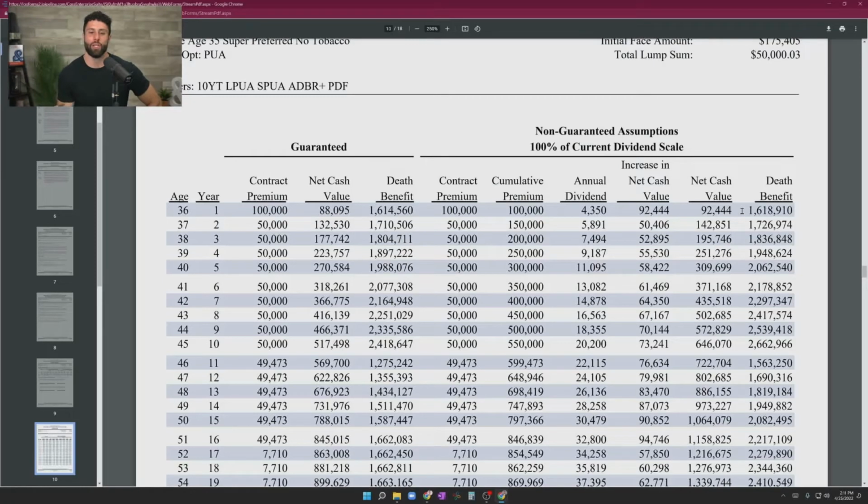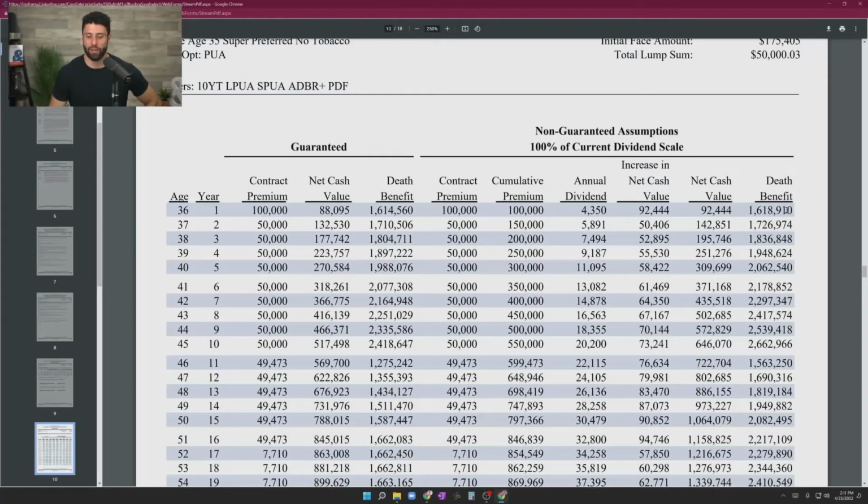So if you're somebody who's really, really young, let's say somebody who's 20 years old, for the same exact design, this number could be like 2.5 million because you're going to live longer. You're likely to die later on in life. Therefore, the insurance company is willing to put more risk, more of their liability, on the table based off of your age, your gender, and your life expectancy.